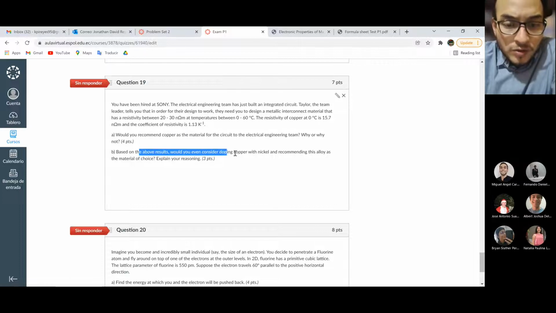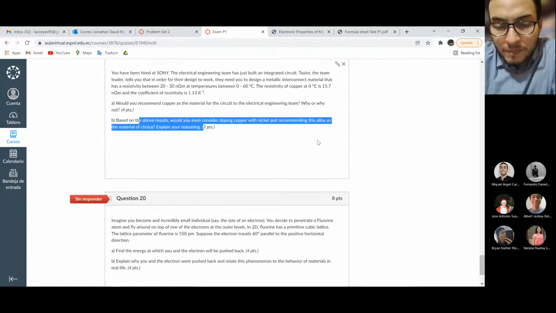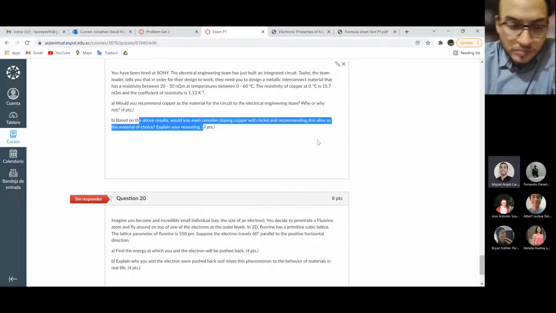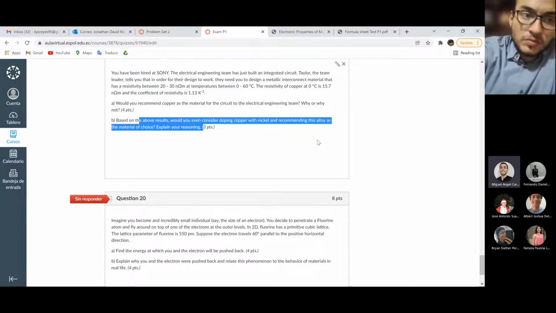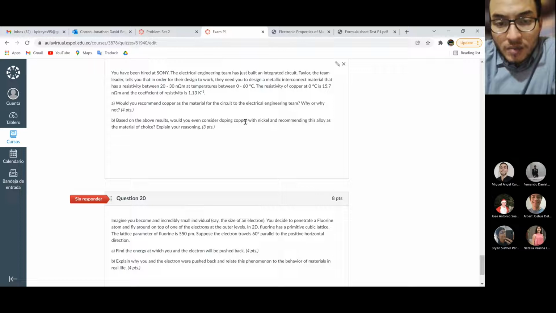Based on the above results, would you even consider alloying copper with nickel and recommend this alloy as the material of choice? What do you guys think about this part of the question? I remember that nickel was not a good conductor. Yeah, maybe it's not a good conductor, but remember that alloys do affect the conductivity of material, and specifically of copper.